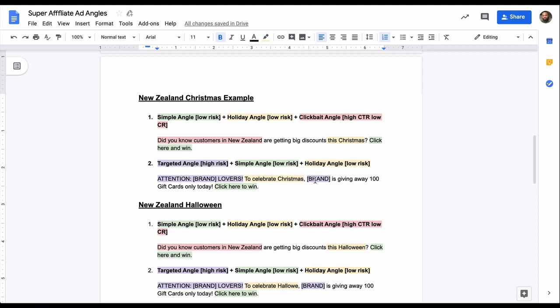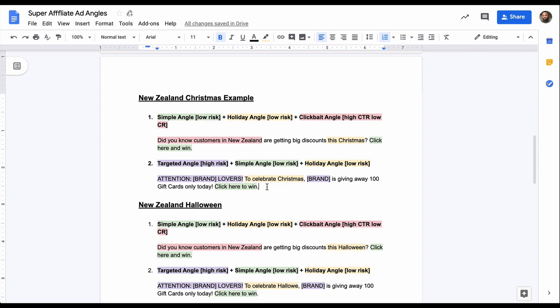So let's say I'm doing McDonald's, or I don't know, IKEA. Let's say it's just Facebook. So I'm doing a grocery offer on this. Let's say it's UK Tesco, right? So that could be: attention, Tesco lovers. To celebrate Christmas, Tesco is giving away 100 gift cards only today. Click here to win. Now, I don't know if it's just my voice, but that sounds like a very powerful angle already.